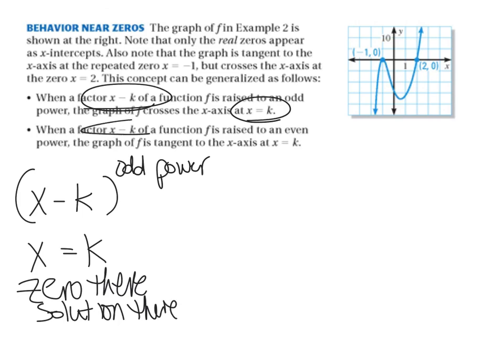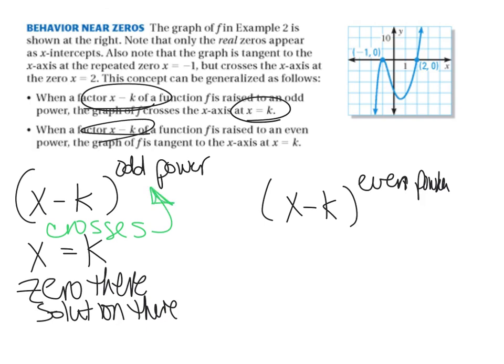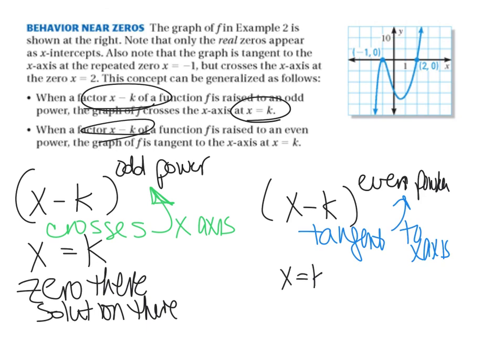Cool? When the factor x minus k of a function is raised to an even power, that's an n, raised to an even power, the graph of f is tangent to the x-axis at x equals k. So here it crosses because it's an odd power. And then here, because it's an even power, it's tangent to the x-axis, right? So we have tangent to the x-axis at x equals k. It's still a zero there, or a solution.